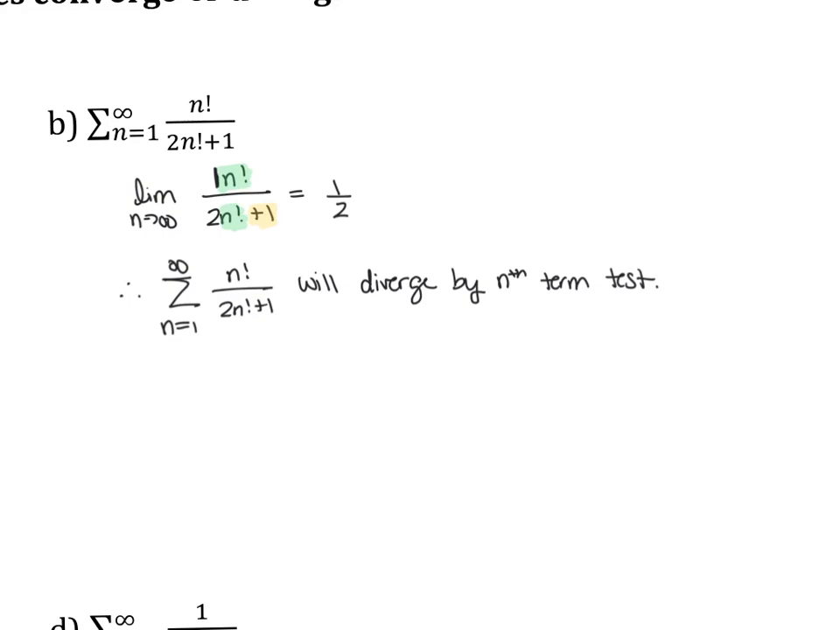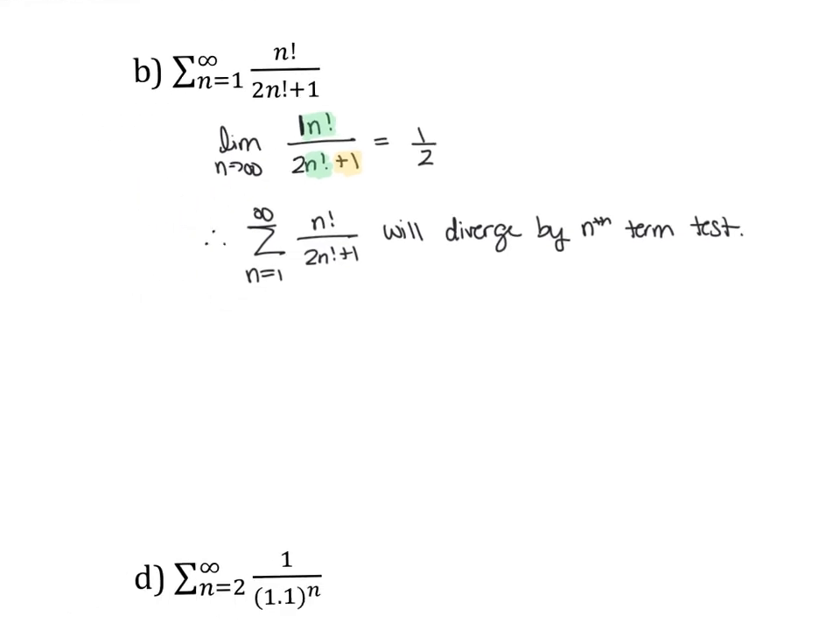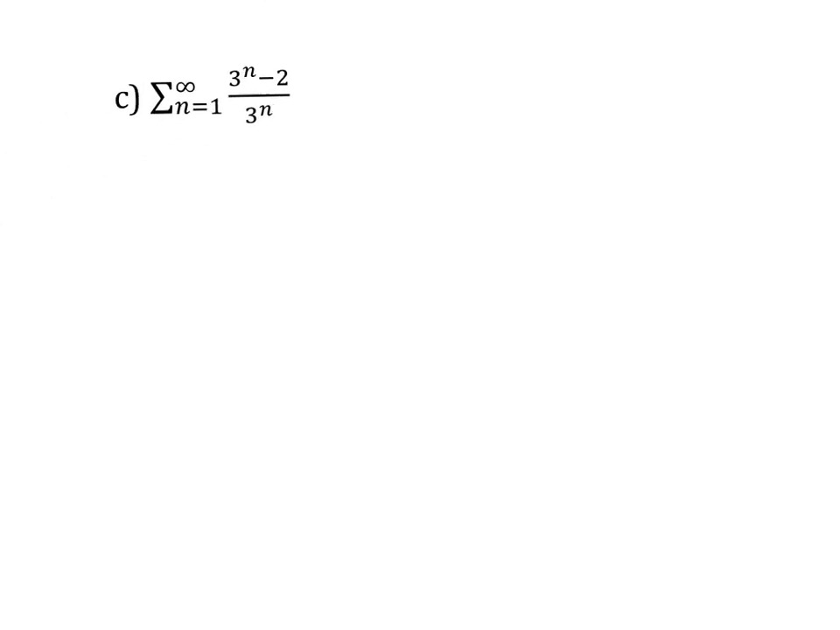And that's example 2, or part B. Let's look at C. So now I'm looking at the sum from n equals 1 to infinity of (3^n - 2) all over 3^n.